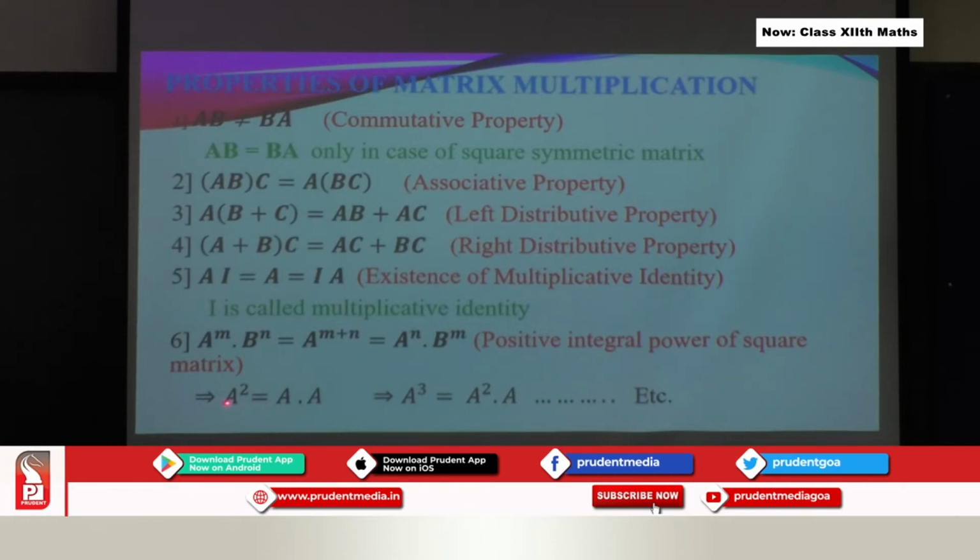So over here, look at this. A square I can write as A into A. Look at the power here: 1 plus 1, you are getting 2. Look at this, A raised to 3. You can write it as A square into A. So it is 2 plus 1, you are getting power as 3. And it goes on.